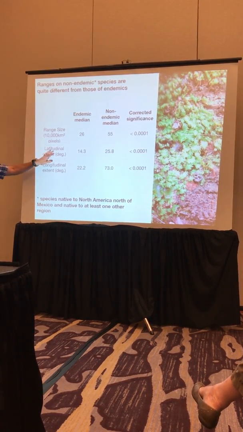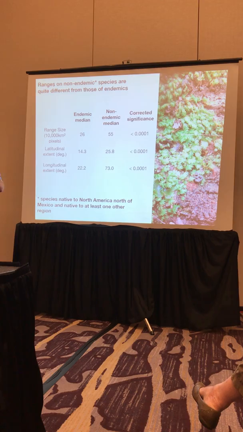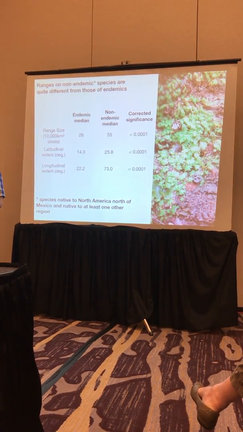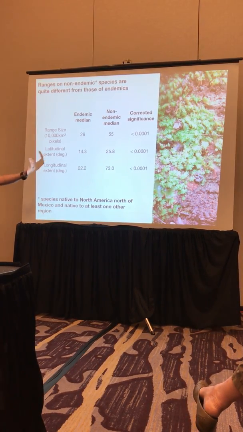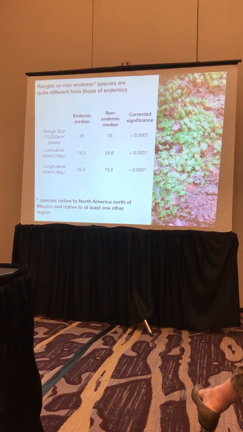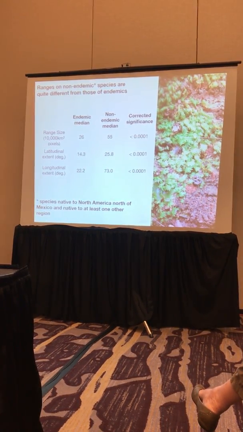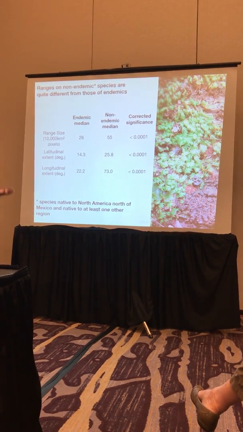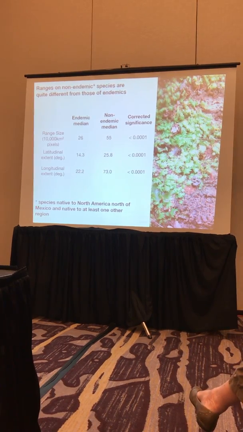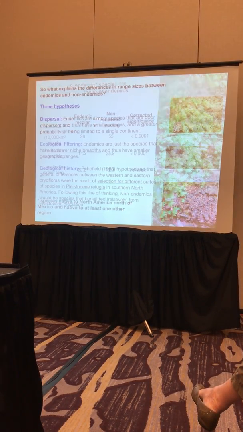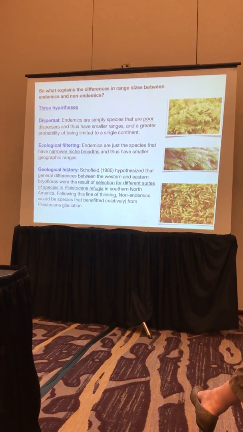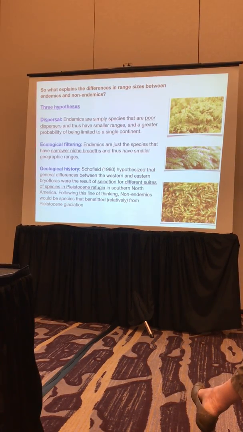That's true if you break it down by latitude and longitude: the non-endemics have taller latitudinal ranges and much longer longitudinal ranges. That's not entirely unexpected, because if they're non-endemic, they probably live somewhere else, and so you might expect a bigger range here. But it's a striking pattern, and one that I think demands an explanation.